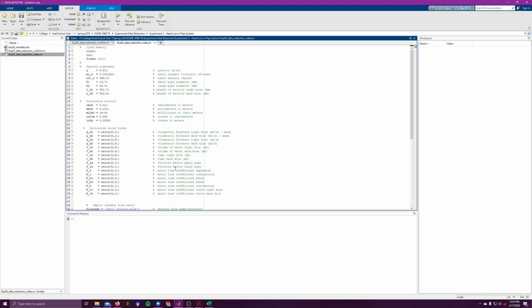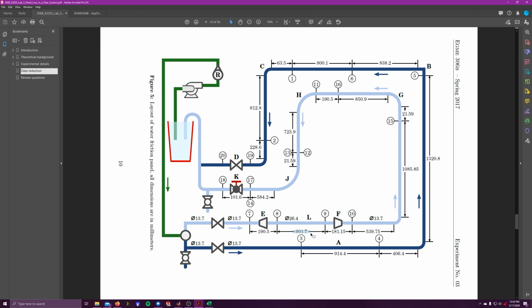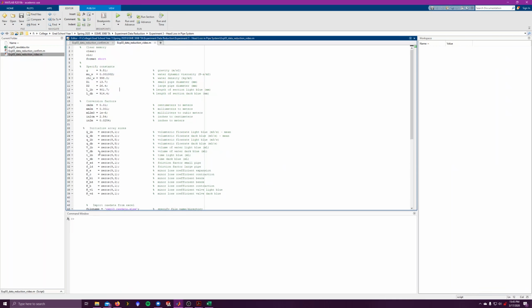As always, I'm going to clear the memory first. Then I'm going to specify the constants that we have. So we have gravity, the water viscosity, the water density, the diameters of our pipe sections A and L, and then the lengths of our pipe sections for A and L as well. So we have 901.7 for the light blue pipe, which we see here. Then we have 914.4 for the dark blue pipe, and that's written out right there.